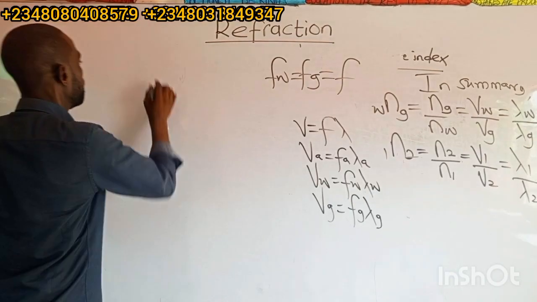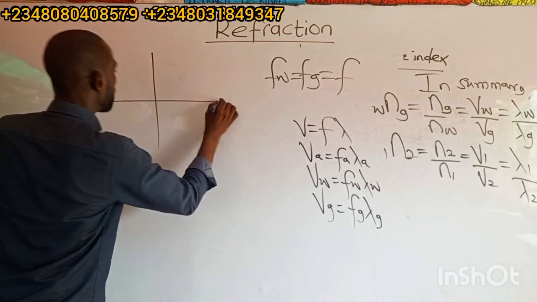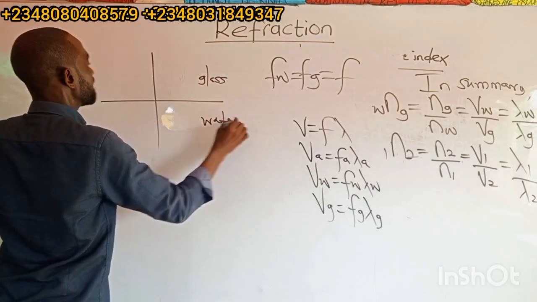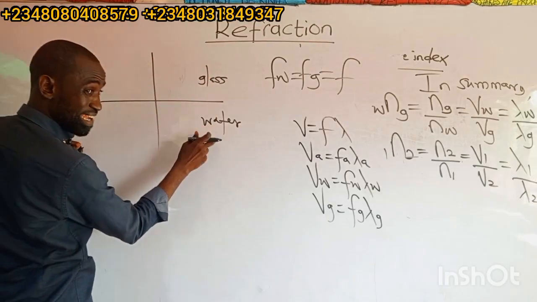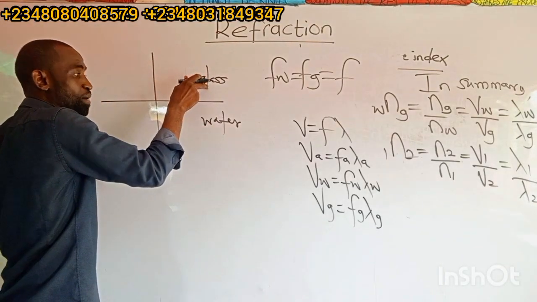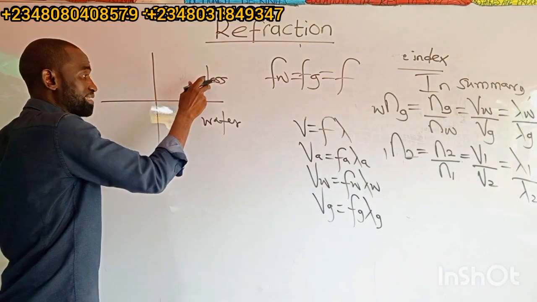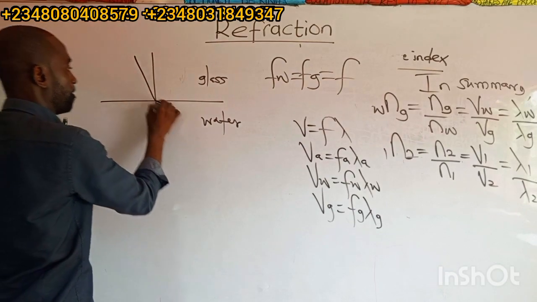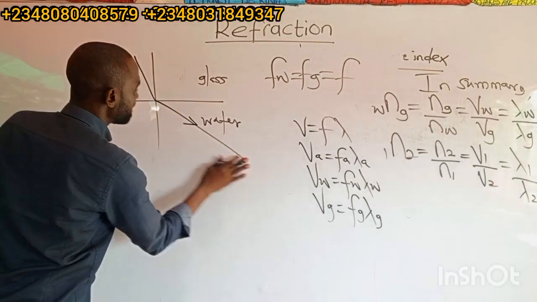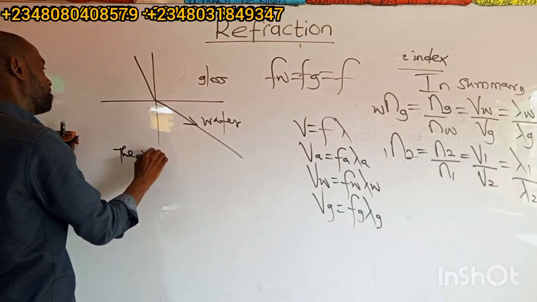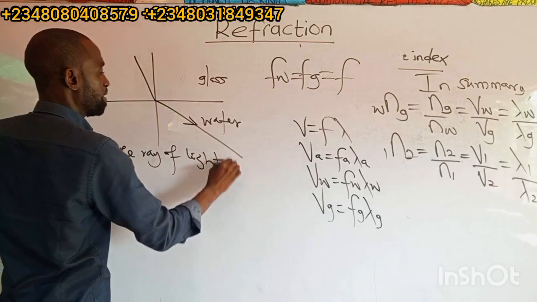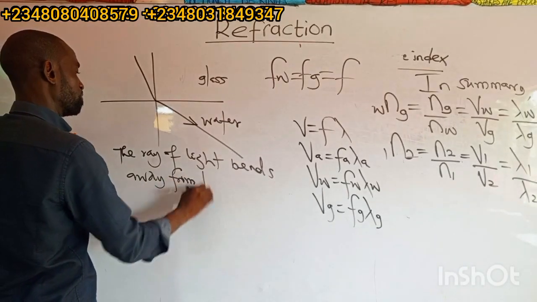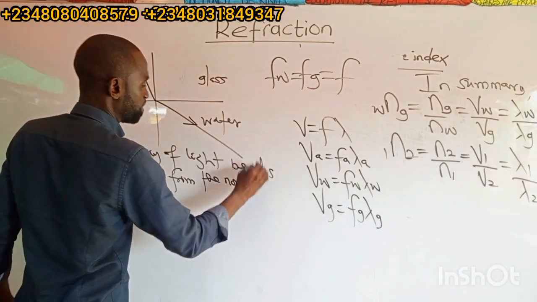Look at this. The ray of light coming from glass to water. This is now more dense to less dense, because glass is denser than water. So here we have this. What happens to the ray? The ray of light bends away from the normal.